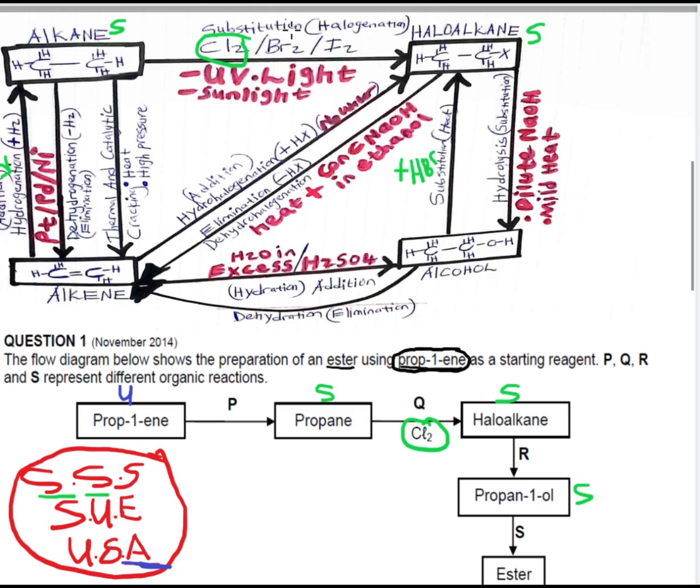It's substitution. But what type of substitution is that? It is halogenation. Halogenation because we're adding the halogen. So we're adding the Cl2 under the reaction condition sunlight and UV light. So sunlight and UV light is the same thing, right?